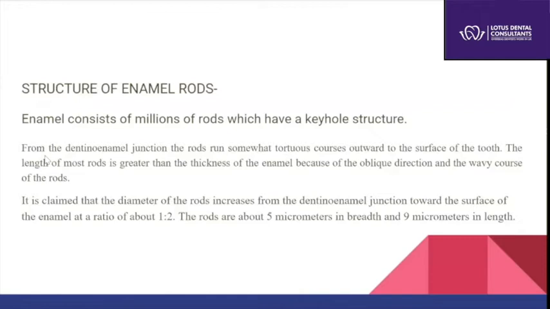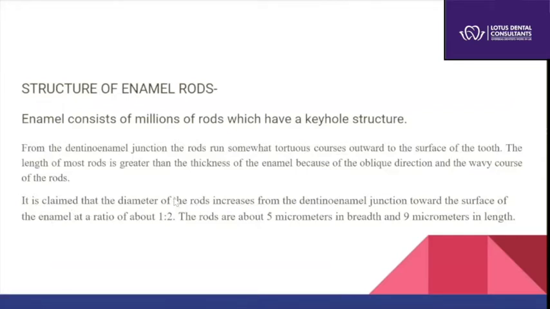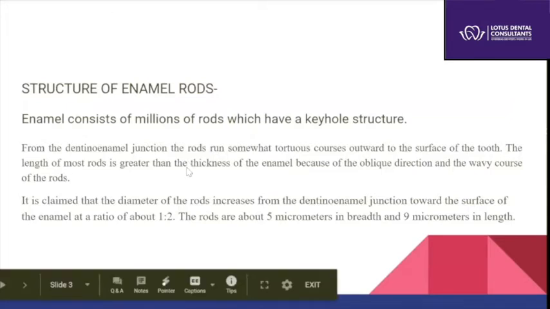From the dentino-enamel junction, the enamel rods, as you know, don't have a straight course. It's a tortuous course for them, a wavy course, right? The length of most of the rods is greater in thickness, and they have an oblique direction.